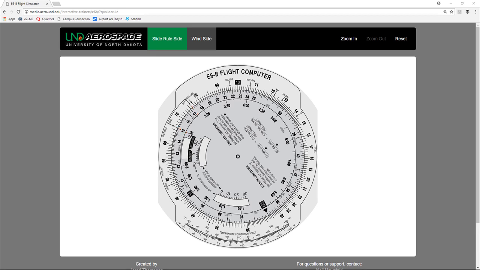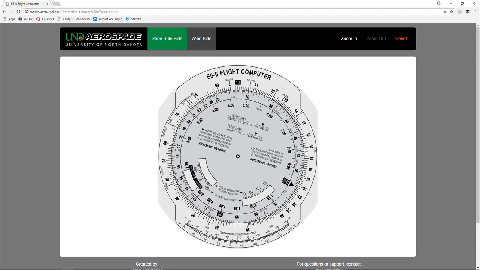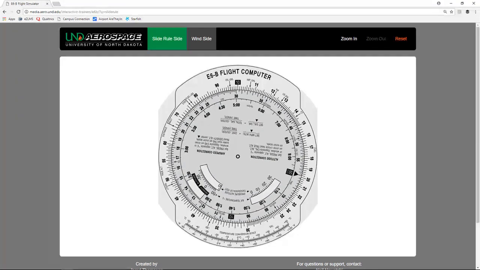Obviously you can do this the other way as well. If we know our distance in statute miles, so 23 statute miles, we would align the 23 with the statute mile arrow, which we have done here. Underneath the nautical mile arrow we will read the nautical miles, which is 20. So 23 statute miles equals 20 nautical miles.